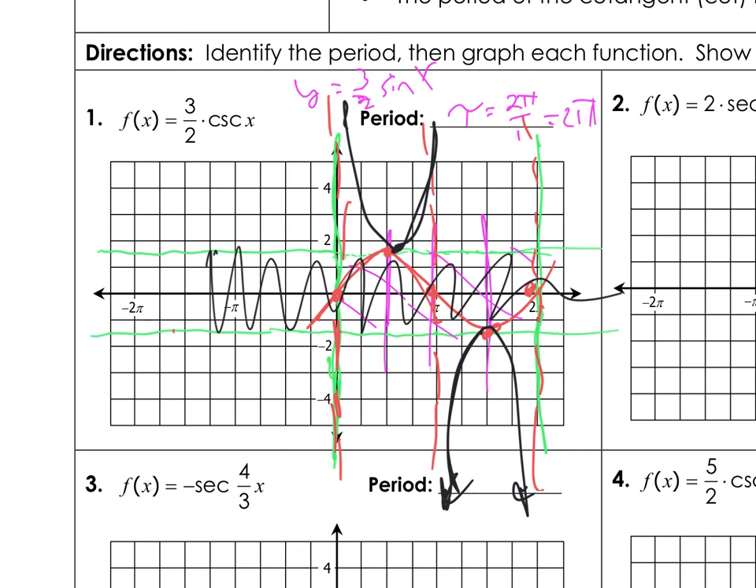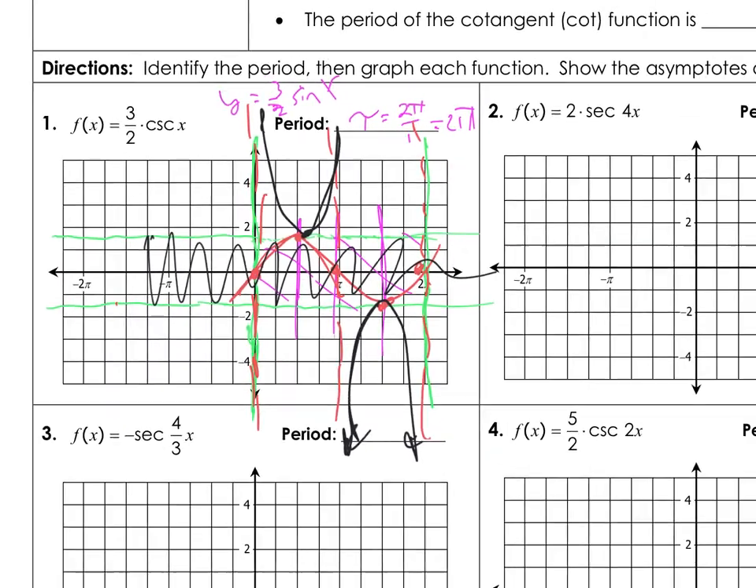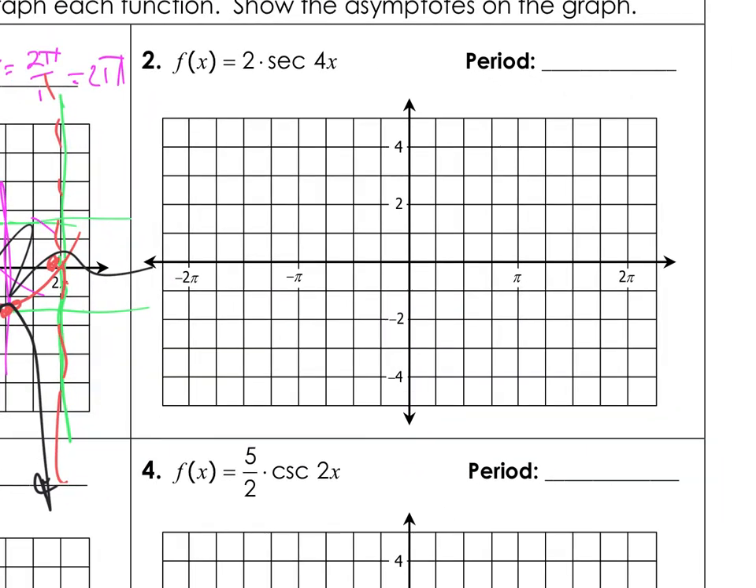All right. So how many of you feel like you understood this cosecant graph? It didn't go left and right. This is more like lesson 10, isn't it? The sines and cosines that don't go left and right. Number two, a secant.